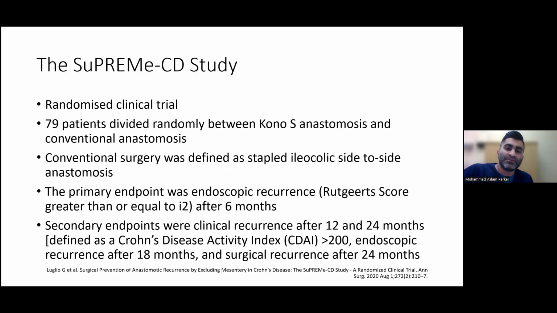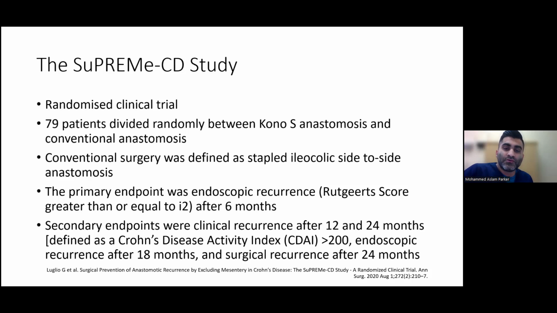So with the Crohn procedure, there was a randomized control trial called the Supreme CD study. 79 patients were divided randomly between Crohn anastomosis and conventional anastomosis. Conventional surgery was defined as stapled ileocolic side-to-side anastomosis. The primary endpoint was endoscopic recurrence, which was defined as a Rutgers score of greater than or equal to i2 after 6 months. And then the secondary endpoints were clinical recurrence after 12 and 24 months, which was defined as a CDAI score of more than 200, and then endoscopic recurrence after 18 months and surgical recurrence after 24 months.